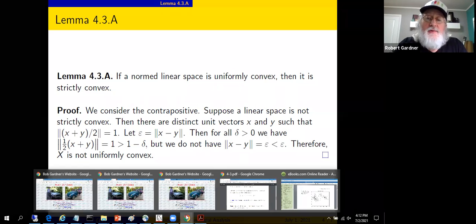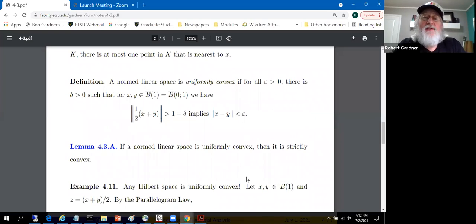Back to the notes, and maybe one final glance at what uniformly convex was. The norm of 1/2 (x plus y) greater than 1 minus delta implies the norm of x minus y is strictly less than epsilon. And we violated that for a particular epsilon.